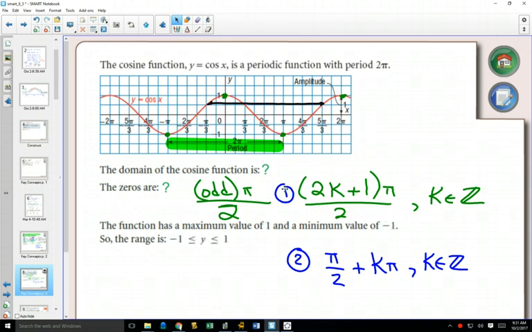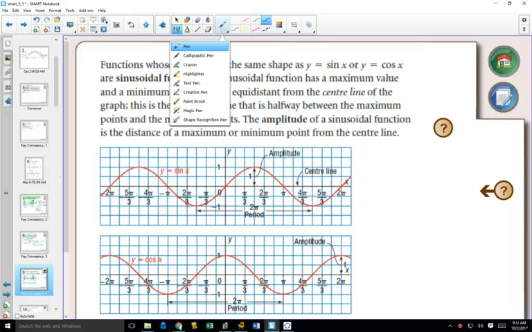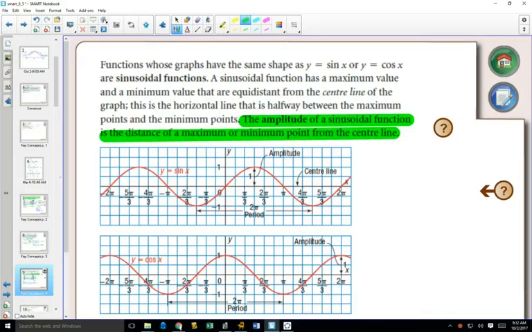And just like sine, we have a minimum of -1, a maximum of 1, and so our range goes from 1 to -1. We can finish up by highlighting the definition of amplitude: the amplitude is the distance from the maximum or minimum point to the center line.